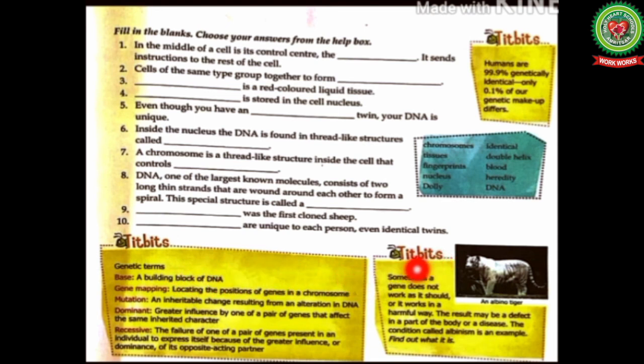Sometimes a gene does not work as it should, or it works in a harmful way. The results may be a defect in a part of the body or a disease. The condition called albinism is an example. Albinism is the condition in which melanin pigment is present in the form of patches.